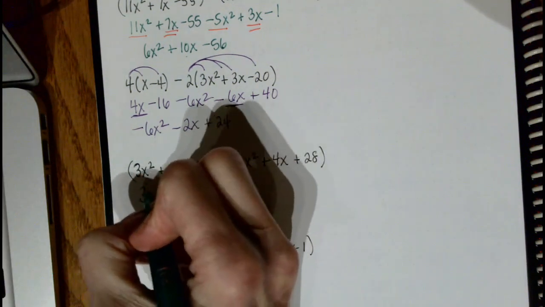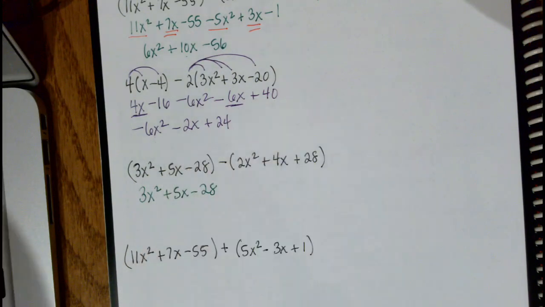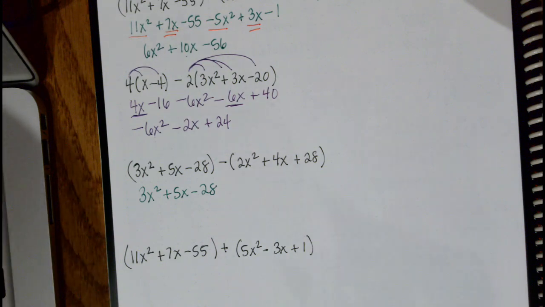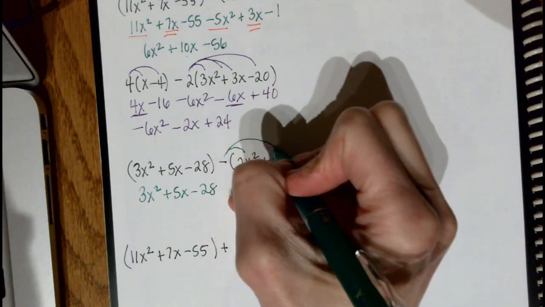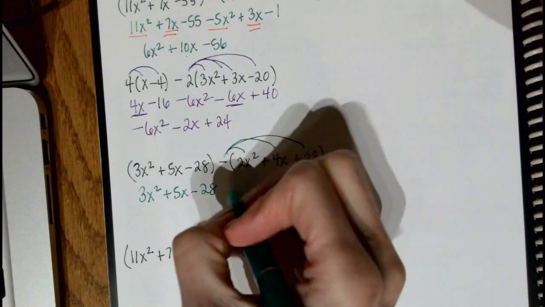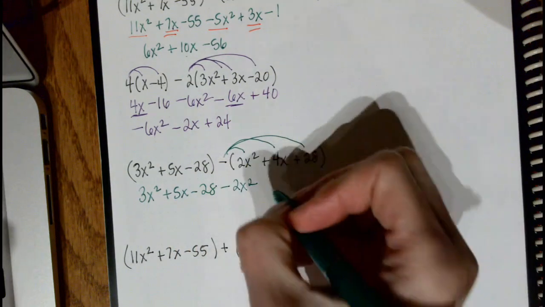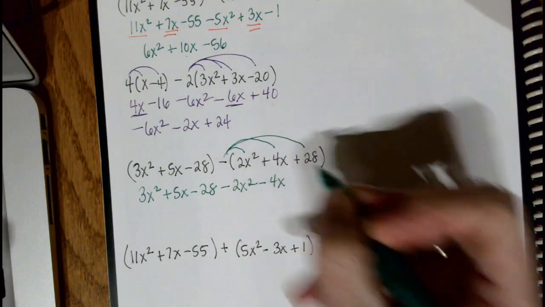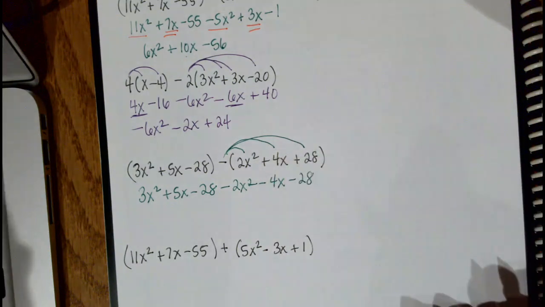So we go down here to our next choice, and we do not need the parentheses in the first one. We've got 3x squared plus 5x minus 28. The reason we don't need the parentheses is it's kind of like saying there's a 1 outside that parentheses, and 1 times what's in the parentheses is just the same values. But because there's a minus over here, we do need, again, to distribute. We get negative 2x squared. Negative times positive gives us negative 4x. And negative times positive 28 gives us negative 28.